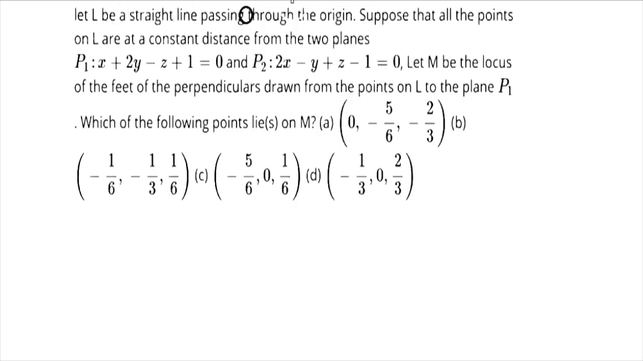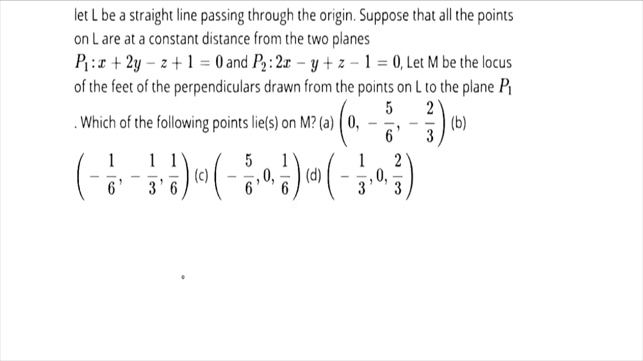The question is, let L be a straight line passing through the origin. Suppose that all the points on L are at the constant distance from two planes, that is P1 is x plus 2y minus z plus 1 is equal to 0 and P2 is 2x minus y plus z minus 1 is equal to 0. Now let M be the locus of feet of perpendicular drawn from the points on L to the plane P1. Which of the following points lie on M? Here we have 4 options, option A, option B, option C and option D, and we have to find which one of the option is a correct answer.